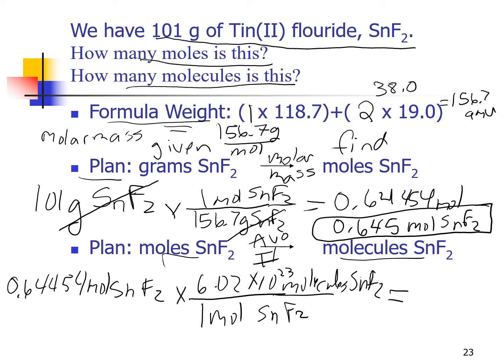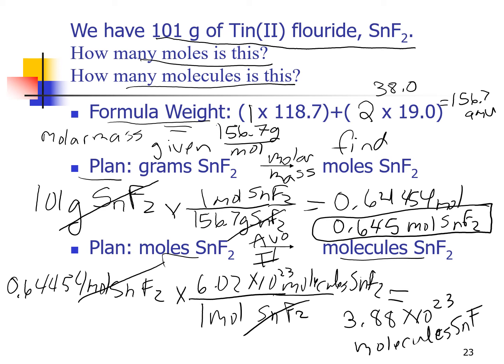And now we can cancel our moles of tin 2 fluoride, and we'll be left with molecules of tin 2 fluoride. So then we just multiply 0.64454 times 6.02 times 10 to the 23rd, and we come up with 3.88 times 10 to the 23rd molecules SnF2.